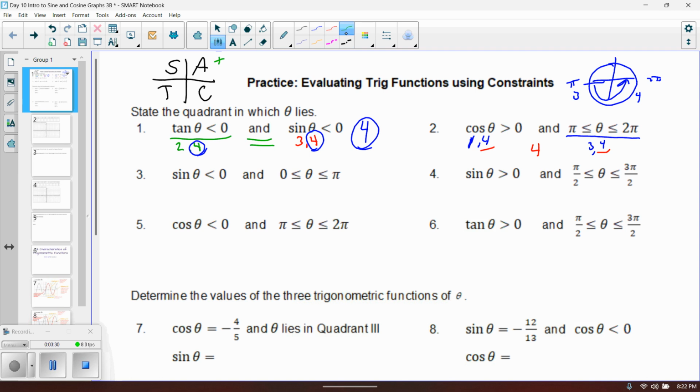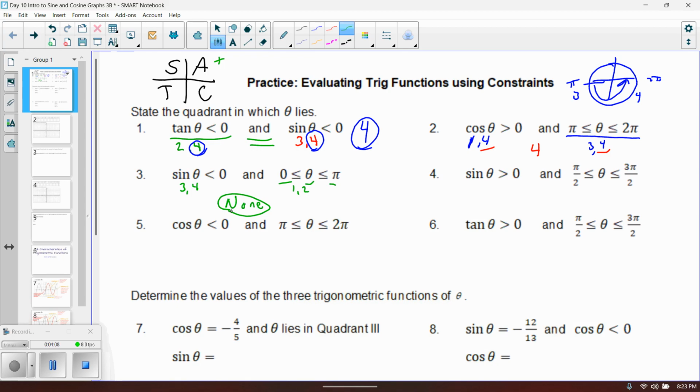All right, let's move through the rest of these. If sine is less than 0, that's going to be in quadrants 3 and 4, because sine is positive in 1 and 2. And then theta being in between 0 and pi, well, that's the top half of the circle, so that's going to be quadrants 1 and 2. Well, what's the overlap between 3 and 4 and 1 and 2? Well, you should hopefully realize that there isn't any. So this one actually has none. That is not possible.